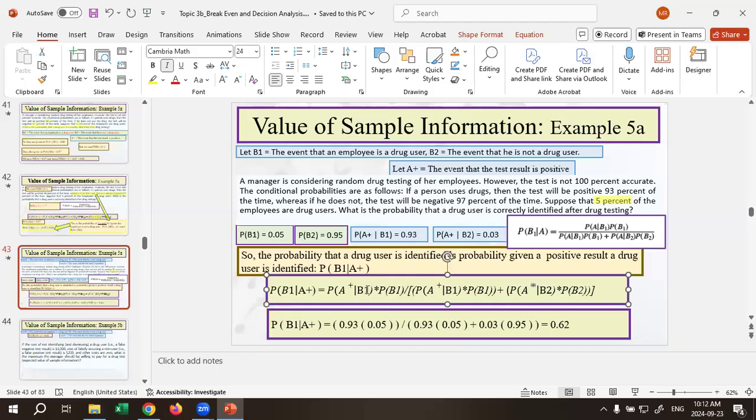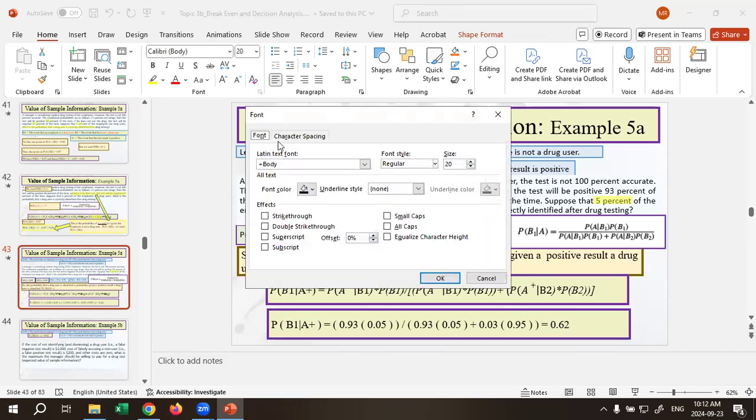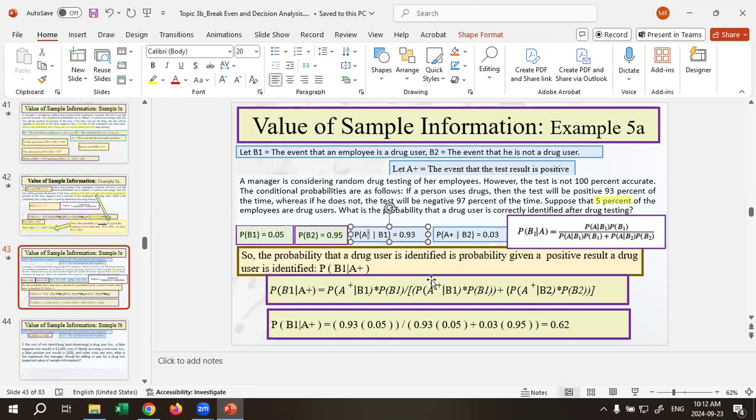Even B1, B2 should be subscripts, but even if I don't do it, that's not a bad thing. You understand me? Yes or no? Hello? Are you there? At least one of you say yes, right? Time to time. Thank you, sir.